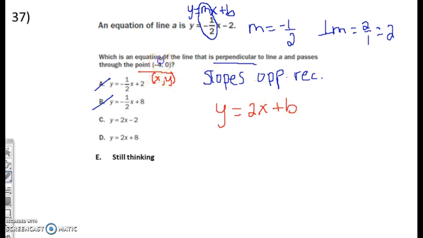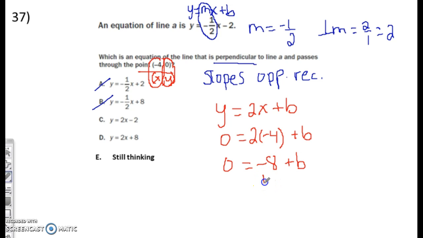And I'm going to plug in the negative 4 for x, and I'm going to plug in the 0 for y. And I'm going to try to solve it for the b value, or for the y-intercept. So I get 0 equals negative 8 plus b. And then I'm trying to solve for b, so I would add 8 on each side. And b equals 8, or the y-intercept equals 8. So I know my equation is going to be 2x plus 8.